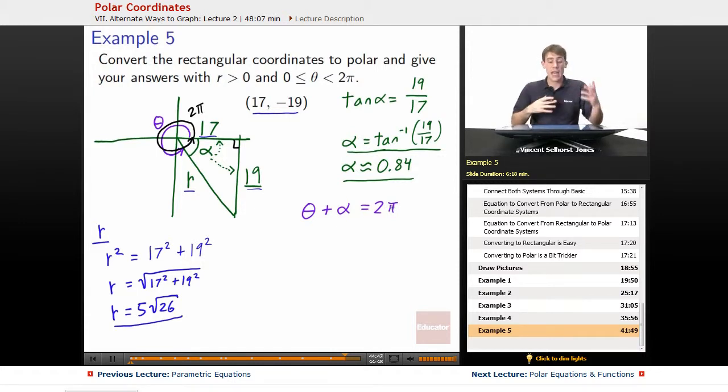As we saw in the previous one, it came out to be pi. So we really have to pay attention to the picture we're looking at. There's not just a simple formula here. It's think and use pictures.